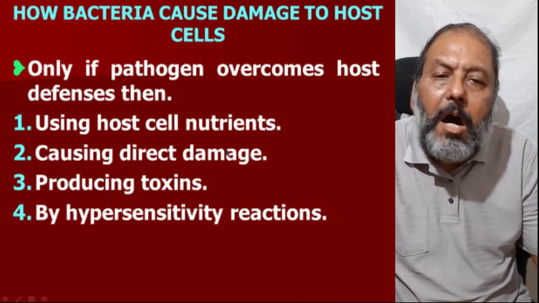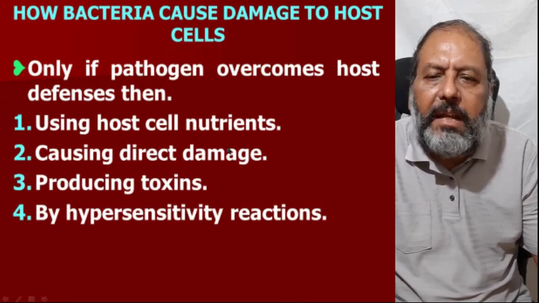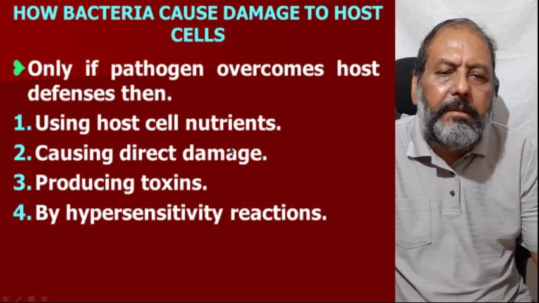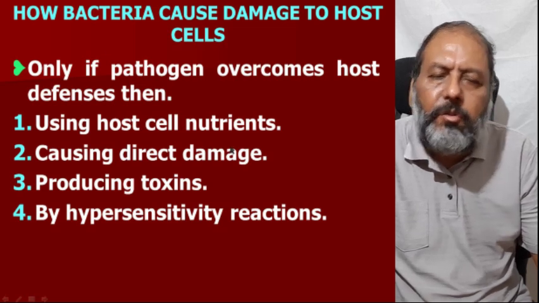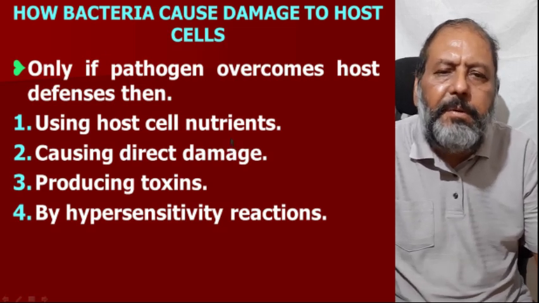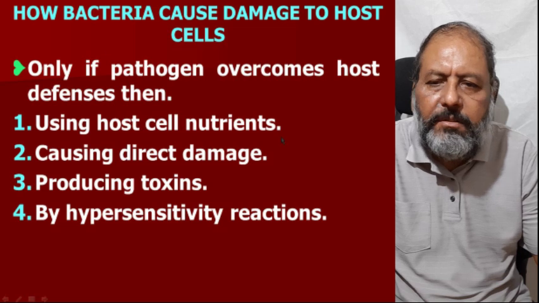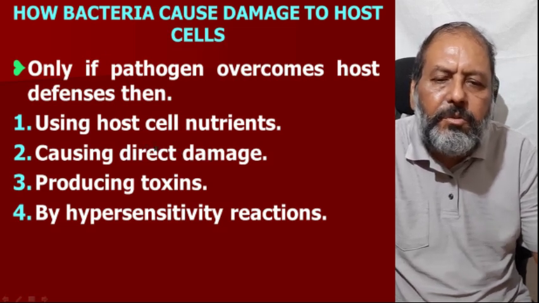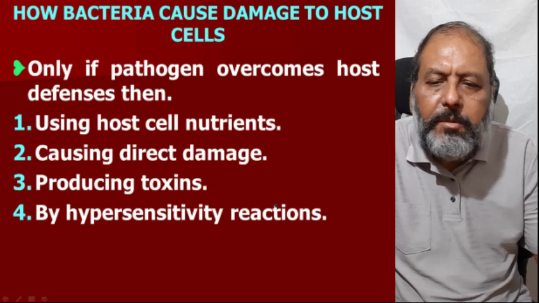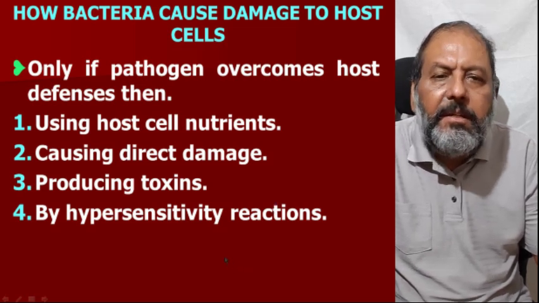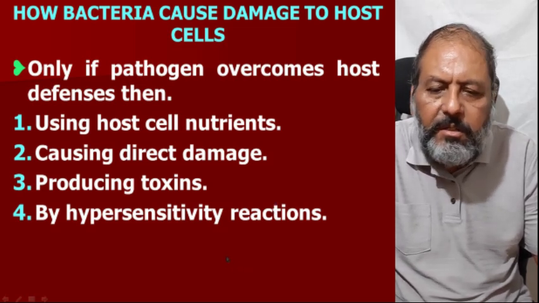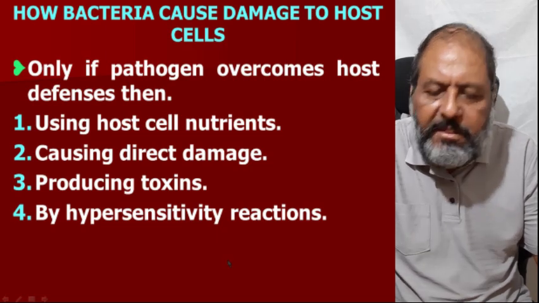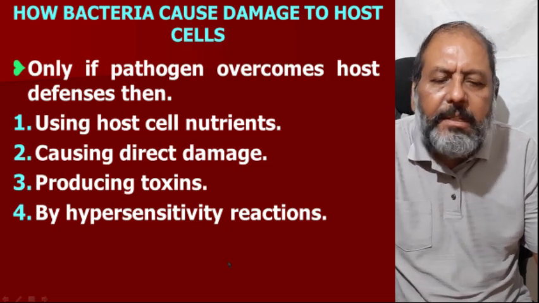Now, how do bacteria cause damage to the host cell? Only if pathogenic bacteria overcome the host defense are they capable of causing damage to the host cells. Number one mechanism is using the host cell nutrients. Number two, causing direct damage. Number three, producing toxins. Number four, the hypersensitivity reaction by the body.